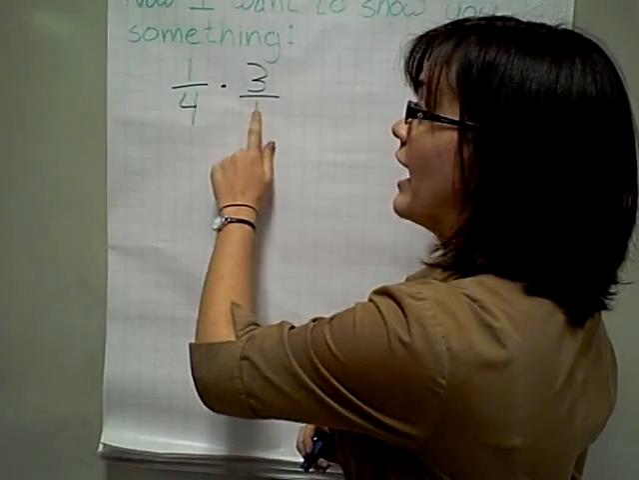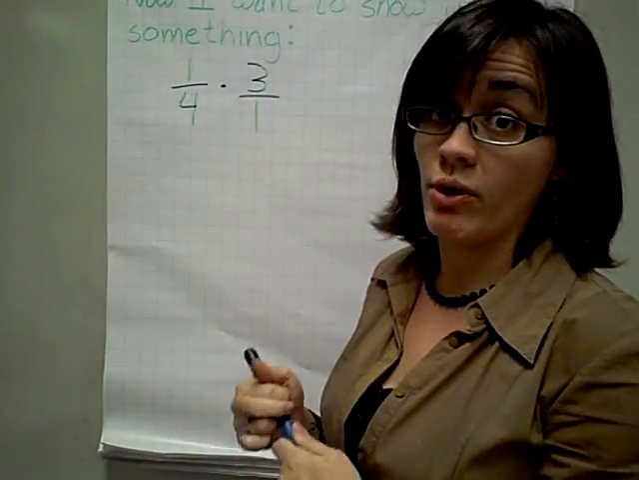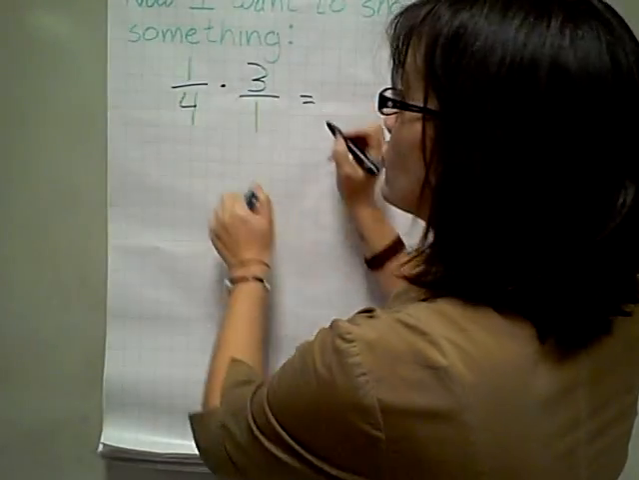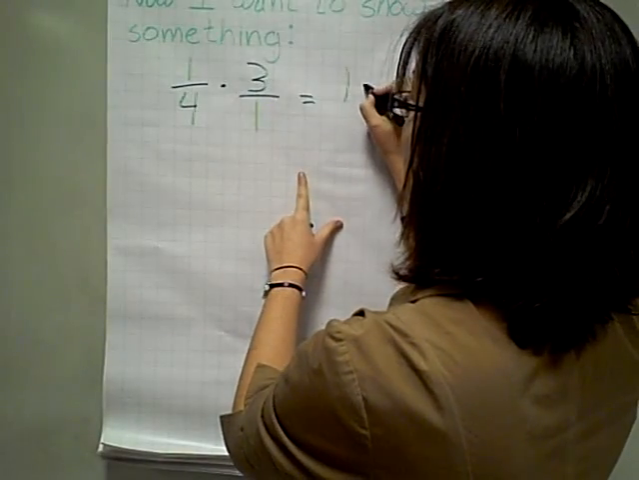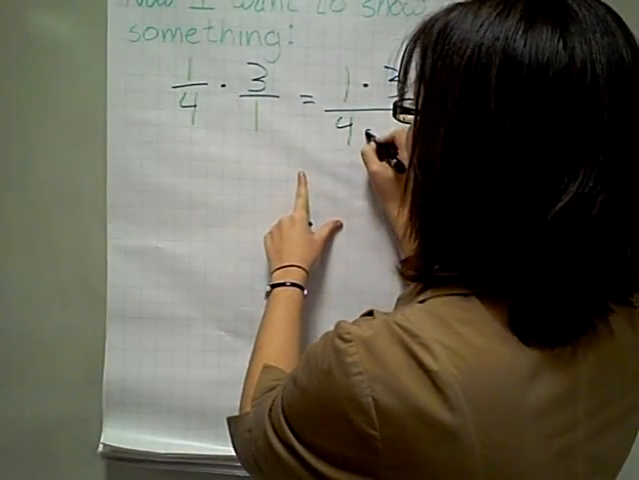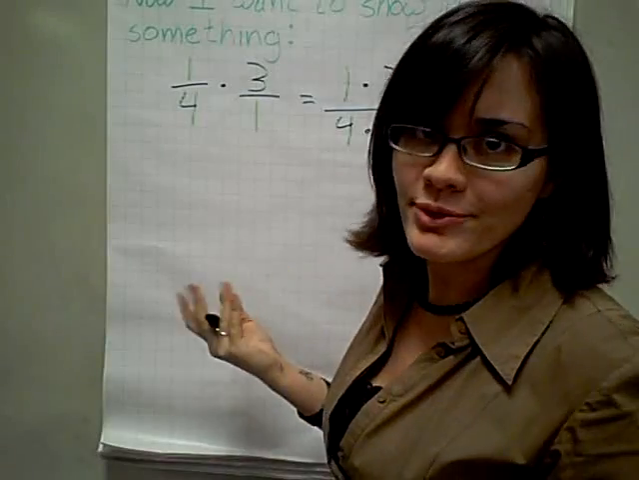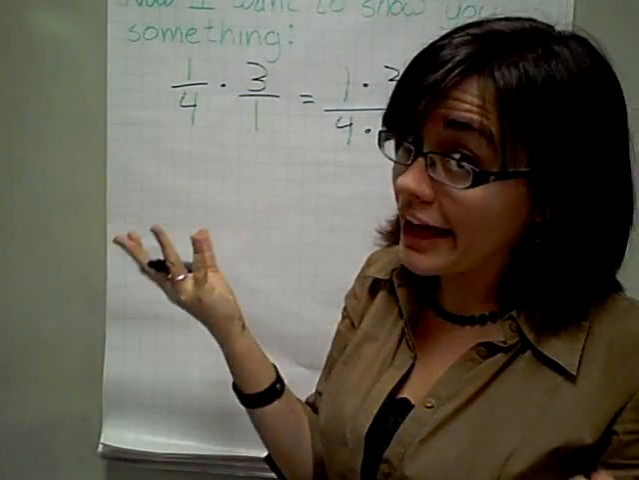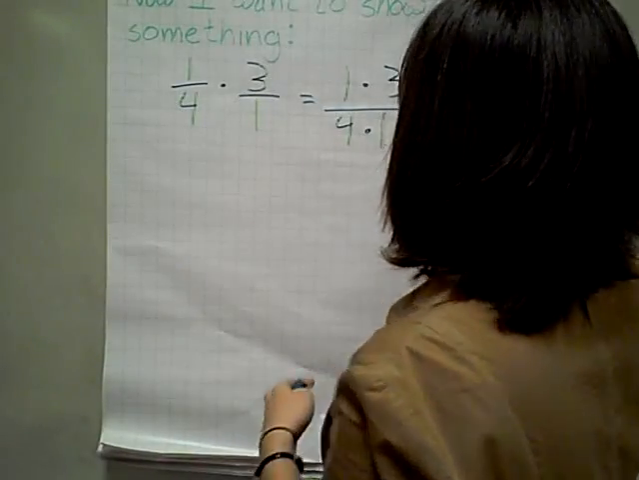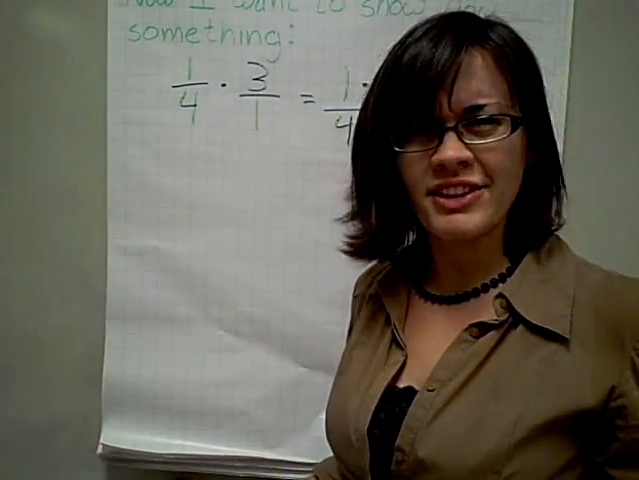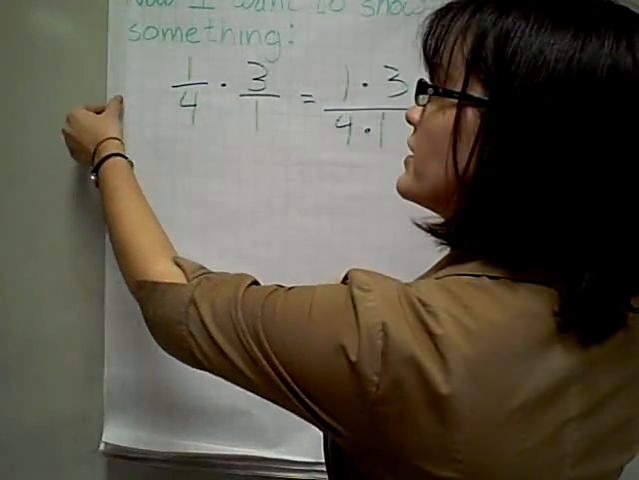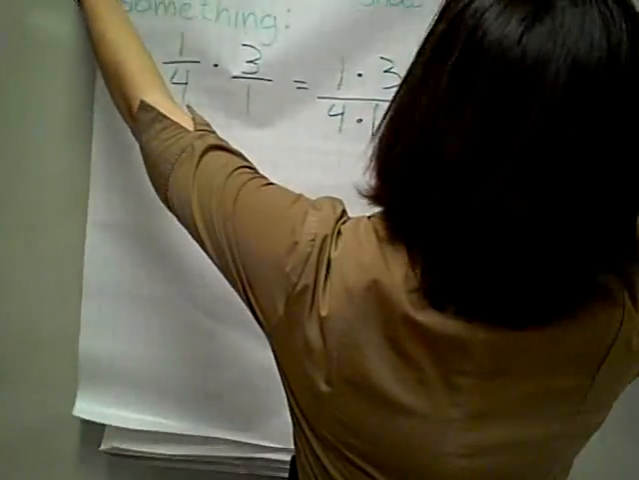So I have 1/4 times 3, or 3/1. It's the same thing. If you multiply straight across, you end up with 1 times 3 on top, and 4 times 1 on the bottom. 1 times 3 is 3. 4 times 1 is 4. What was the answer we got on the last one again? Wait, that was 3/4, wasn't it? And the answer on this one is also 3/4.